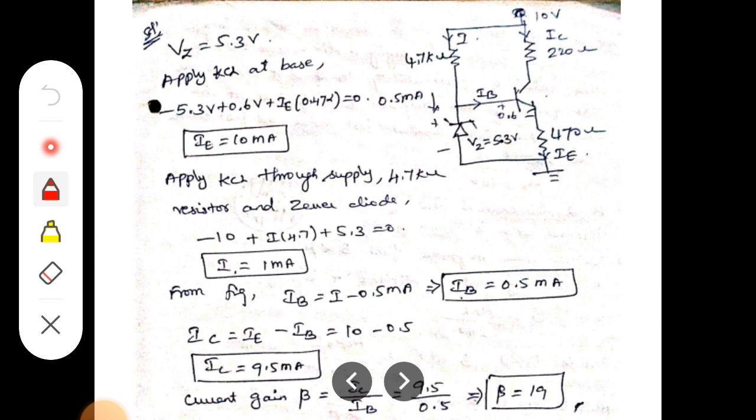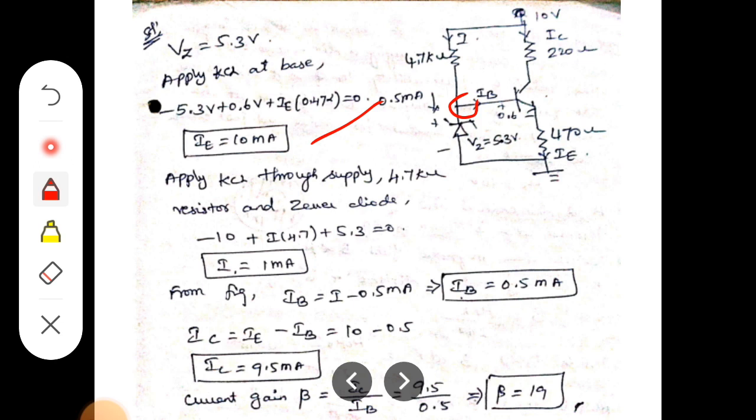So from this diagram, we want to calculate one by one. First apply KCL at the base point: minus 5.3 volt plus 0.6 volt plus IE into 0.47 into alpha is equal to 0. So for this case we rewrite the IE value. IE is equal to 10 milliamps from this equation.